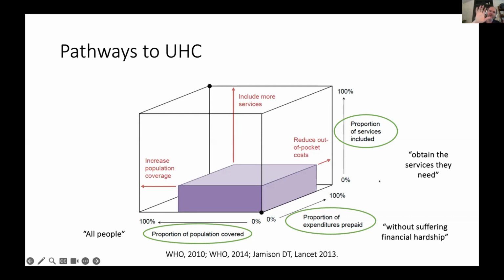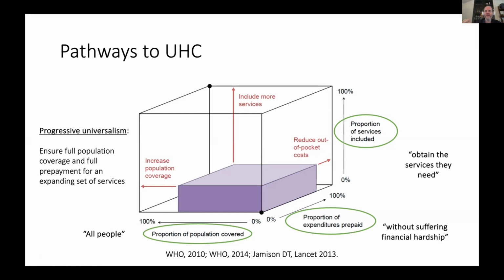So you can think about UHC as a goal which countries are moving more and more towards by expanding access to healthcare, reducing out-of-pocket cost, and giving more and more services to the population. Now, there's a variant of universal health coverage called progressive universalism, which basically says that ethically, the right way to think about filling up this cube is to focus on full population coverage and prepayment for a set of services that starts out more modest and expands over time. So rather than giving a lot of things to a few people, you give a few things to a lot of people, and ideally for free or for very low out-of-pocket cost.